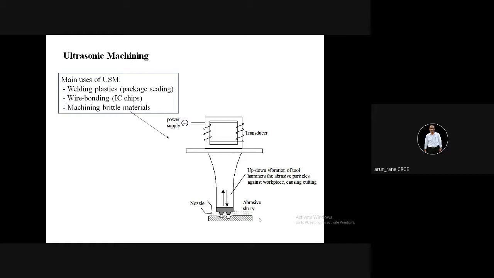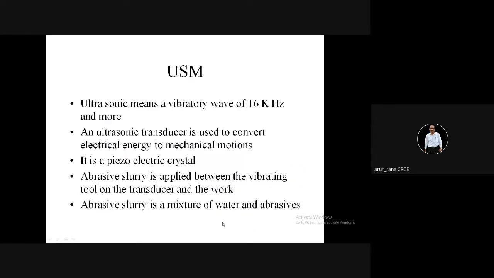So you have tool vibration. This is your tool, as well as the tool reciprocates, and plus you have abrasive slurry. The vibration is in the range of 16,000 hertz, and sometimes even more. As I told, the transducer is used to convert electrical energy into mechanical motion, and the transducer is basically a piezoelectric crystal.